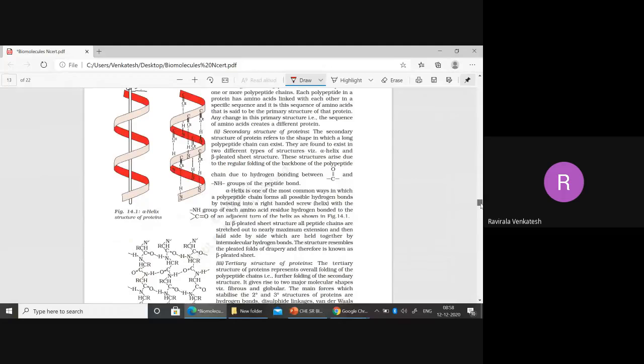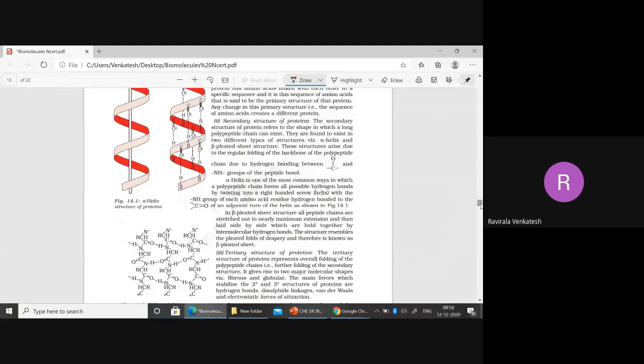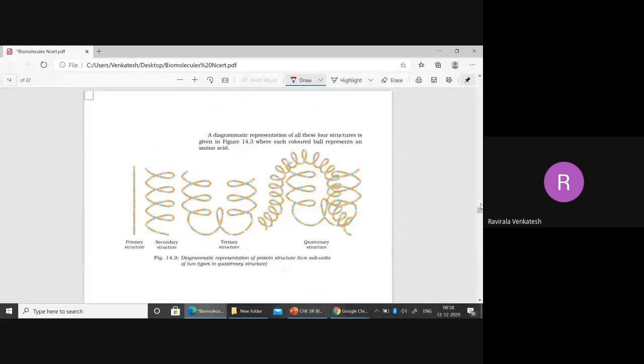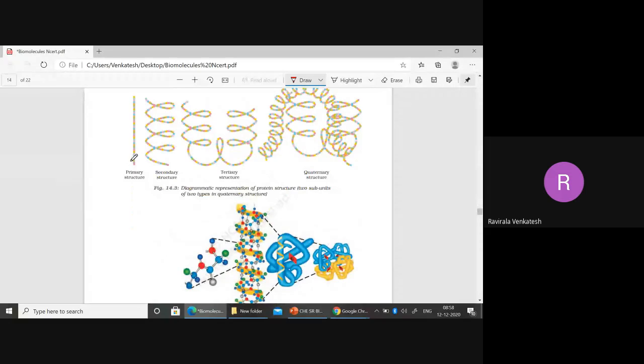Next, primary structure, secondary structure. There is nothing much in this. Read alpha helix once. Beta pleated structures here. This is primary, secondary, tertiary, quaternary structures, which is there in the textbook.